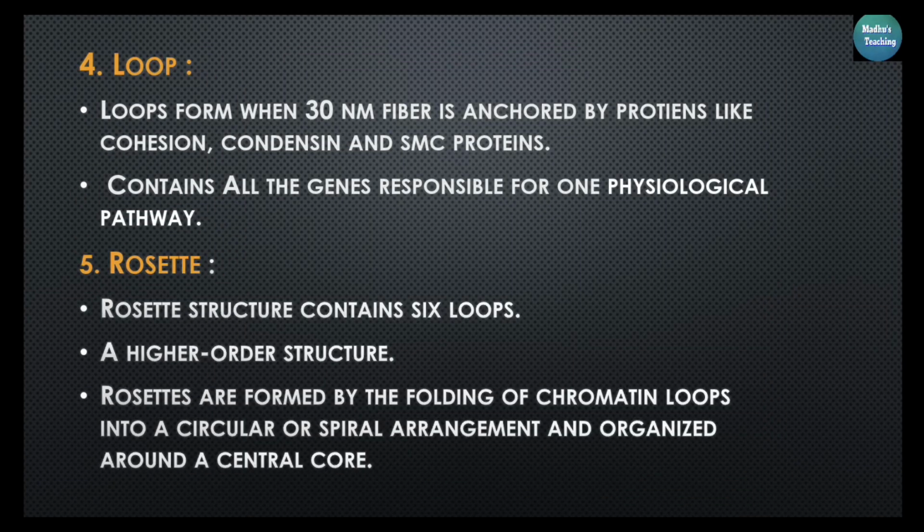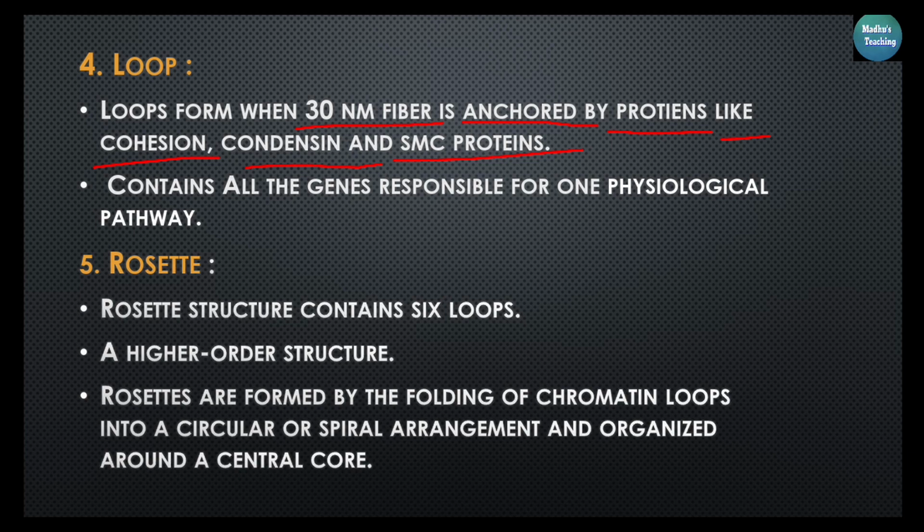Next loop, 30 nanometer fiber will further supercoil into loop-like structure, and these loops are formed when the 30 nanometer fiber is anchored at certain points by certain proteins like cohesin, condensin and SMC proteins. Means the 30 nanometer fiber is holded at certain points by some proteins. Those proteins are cohesin, condensin and SMC proteins.